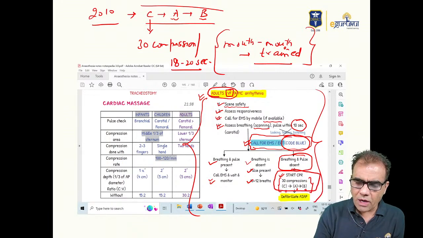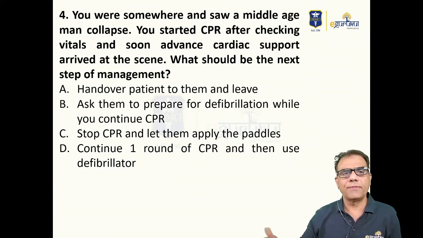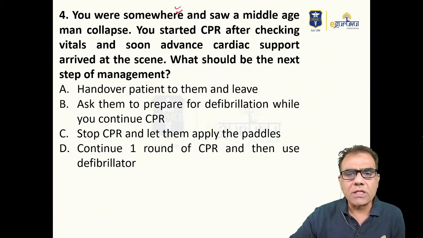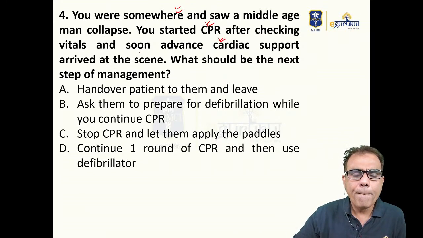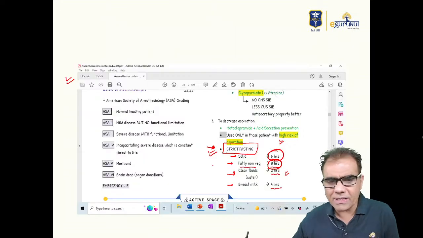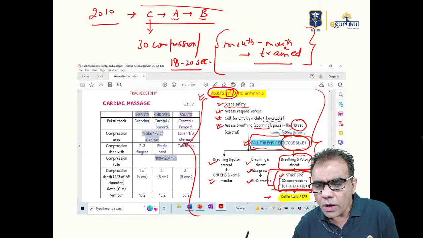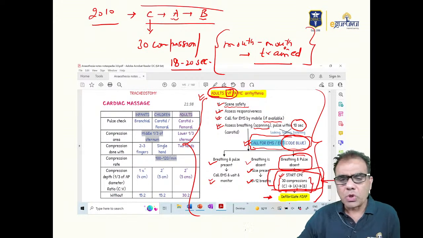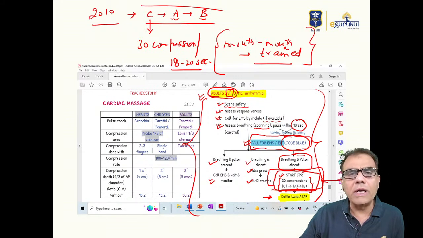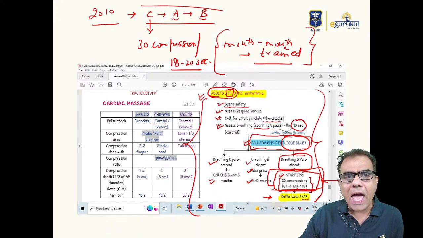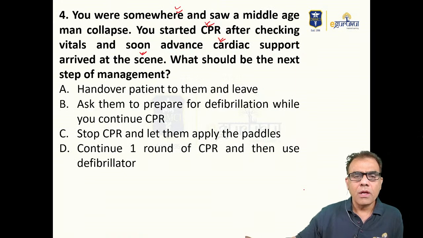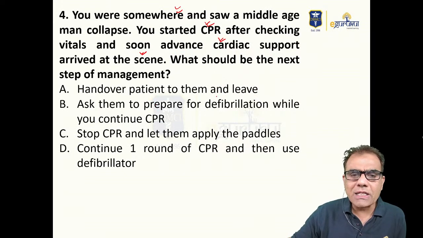Now let's go back to the question and see. You have started CPR, and then the team came. Means you have reached this stage, and now the team has come. So now you have to defibrillate as soon as possible. So of course, you will ask them to defibrillate.